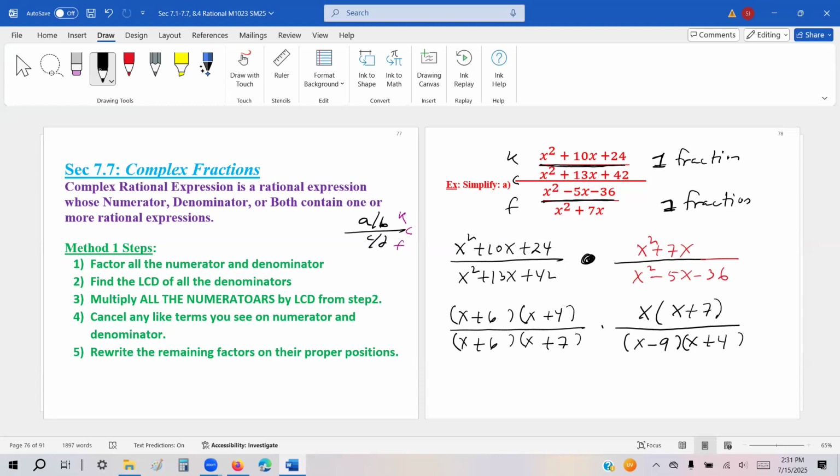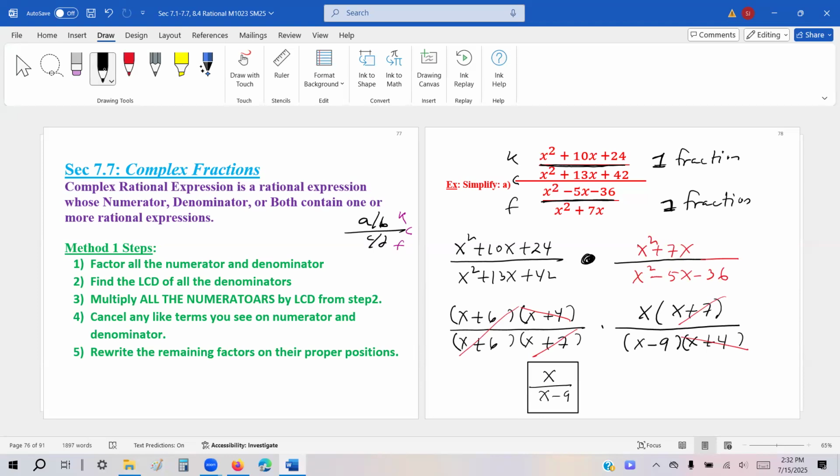So we did keep, change, flip, factor. And now what do we do? The fun part. What's the fun part? Cancel. What can we cancel? X plus 4, plus 4, plus 6, plus 6, plus 7, plus 7. So what is left then? X minus 1. See, the complex looking thing becomes only a simple x over x minus 9.